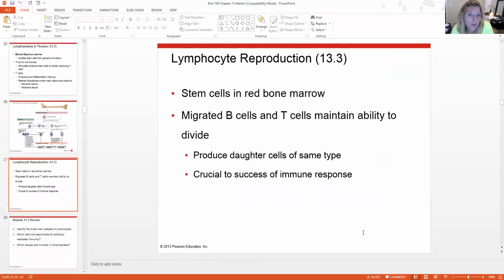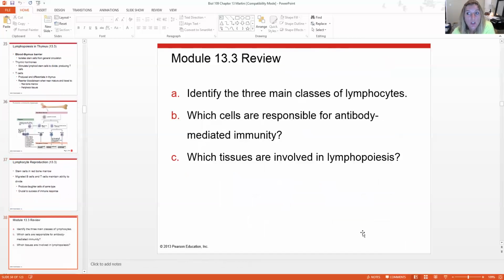Lymphocytes can reproduce. There are stem cells within the red bone marrow. B cells and T cells will migrate to that area to produce daughter cells. It's very crucial for our immune response for those cells to divide successfully so that we have several copies of these important cells floating around our body. You can pause the video here, go back and review.